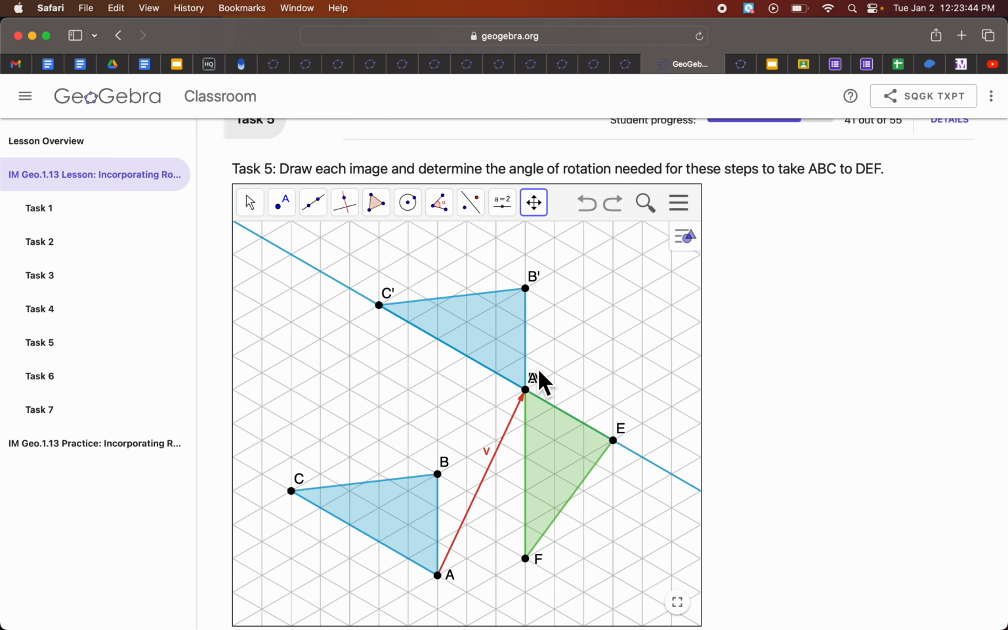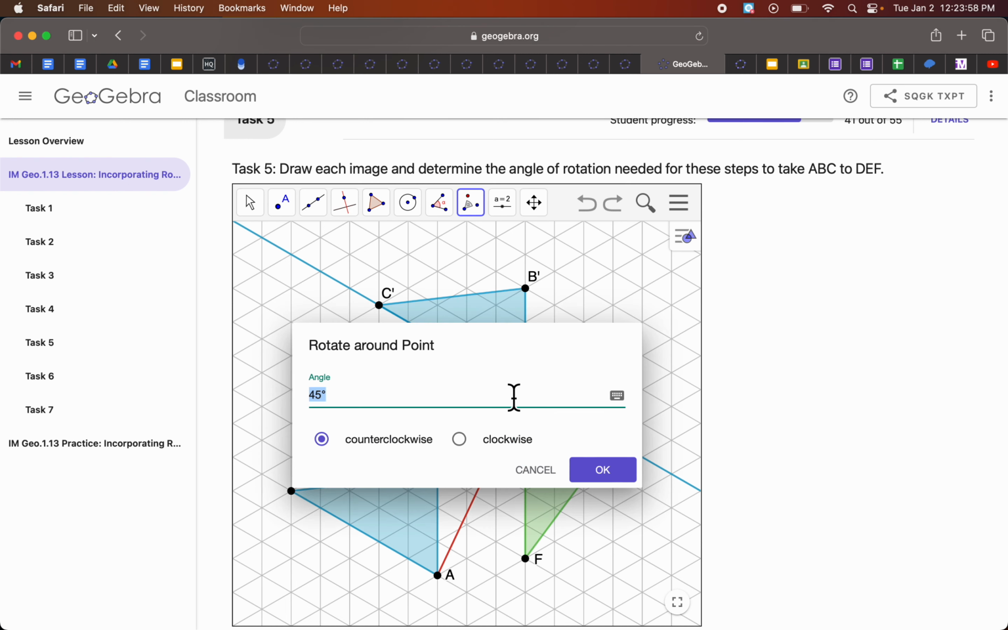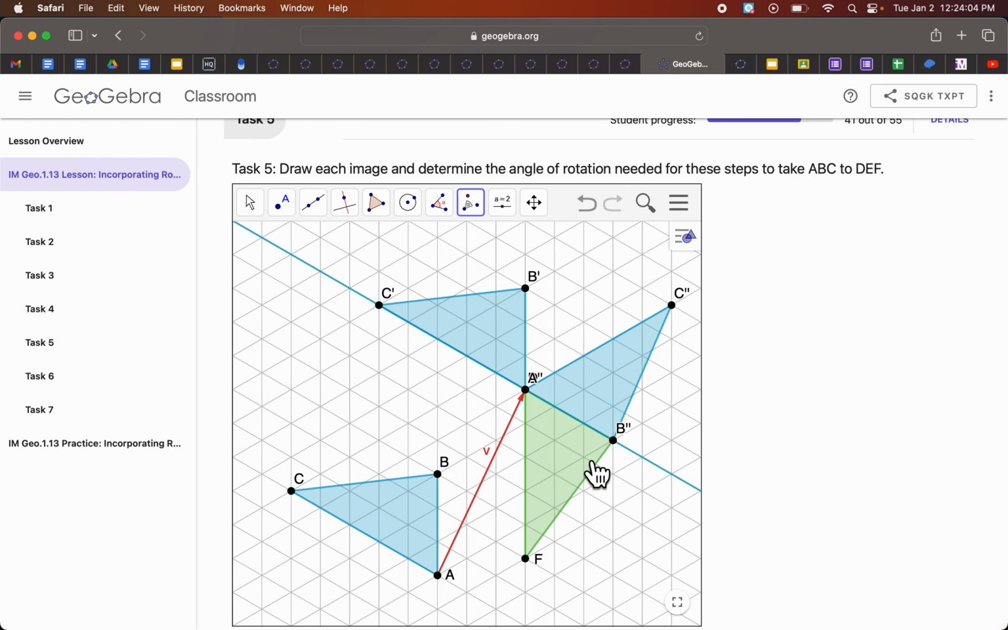Well, how many triangles is this? 1, 2 triangles, right? So that would be 2 times 60 is 120. So I could have rotated this. Let's try it. This one around this point, 120 degrees, and gone clockwise. Boom, still could have landed perfectly there, right?